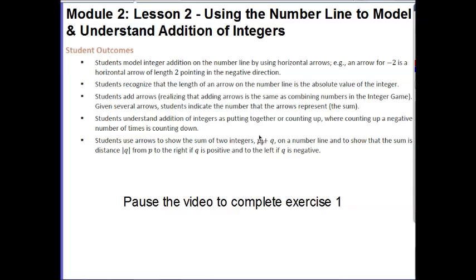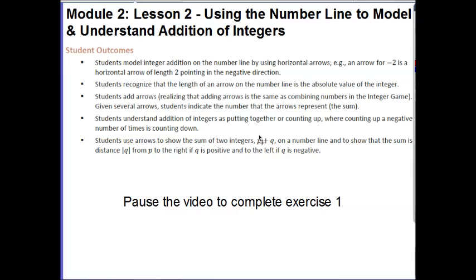Today's lesson is Module 2, Lesson 2, using the number line to model and understand addition of integers. Your goals for today's lesson are: students model integer addition on the number line by using horizontal arrows, such as an arrow for -2 is a horizontal arrow of length 2 pointing in the negative direction. Students recognize that the length of an arrow on the number line is the absolute value of the integer. Students add arrows, realizing that adding arrows is the same as combining numbers in the integer game.